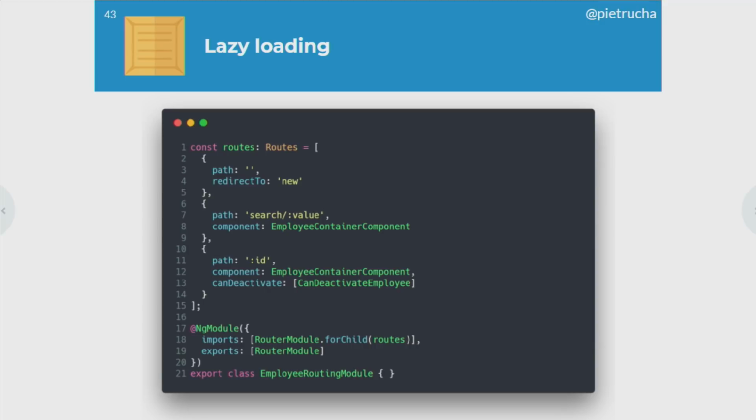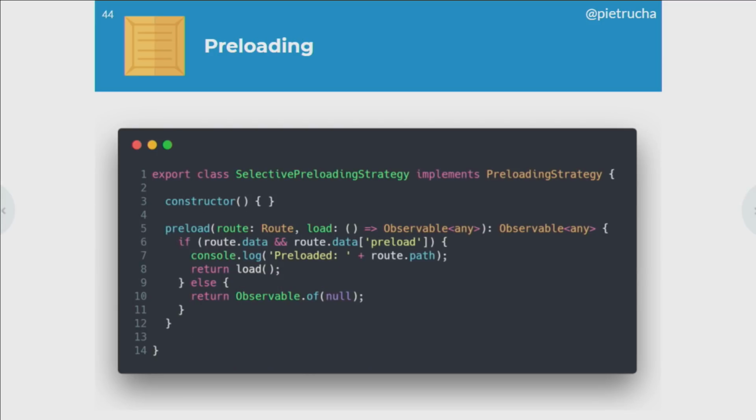How should I implement this? It's a simple interface, PreloadingStrategy. You implement preload, and based on checking the predicate, you say yes or no: should Angular preload this module?